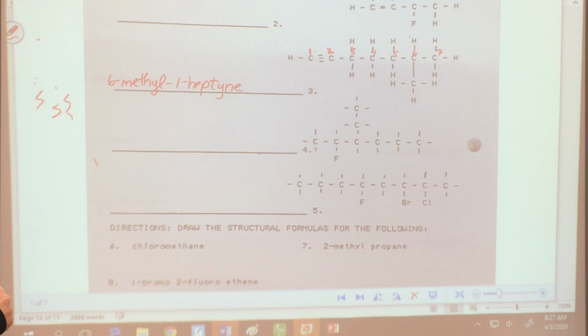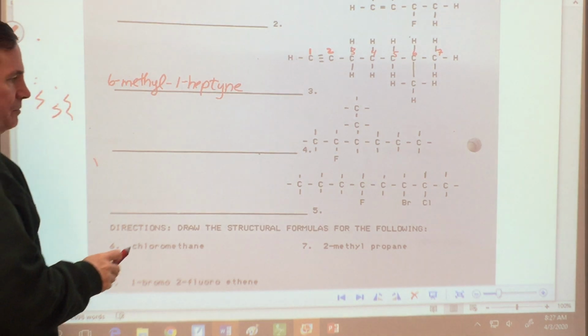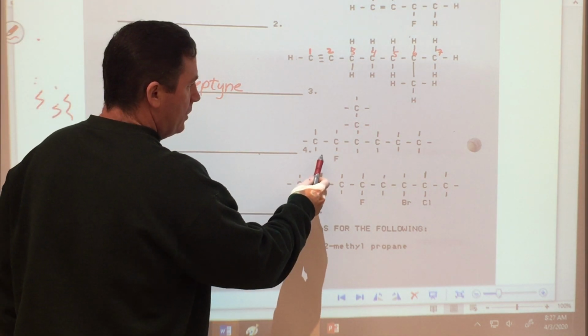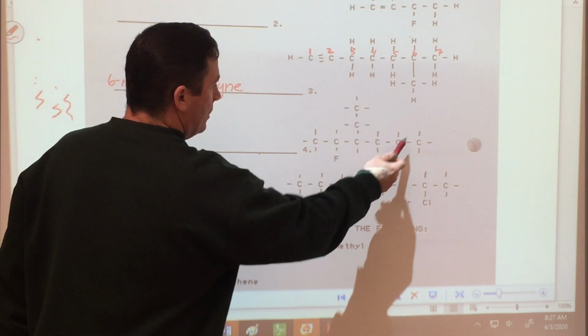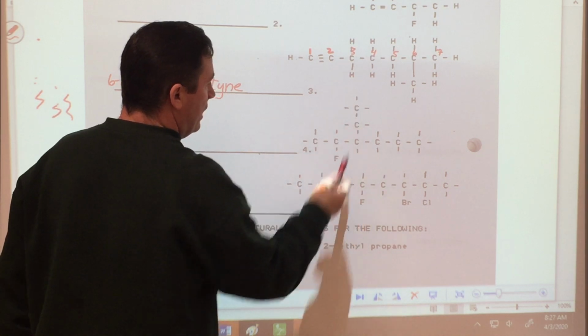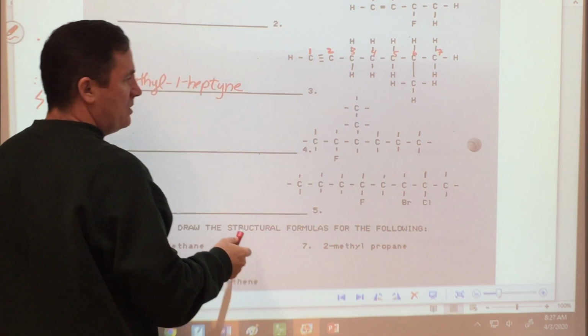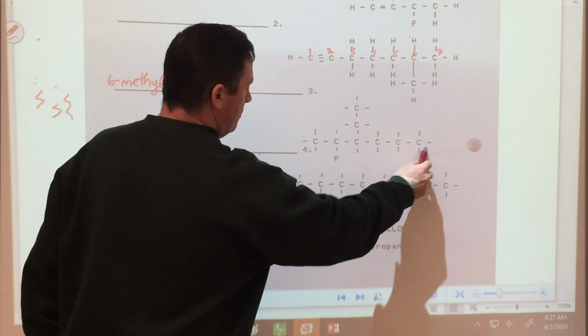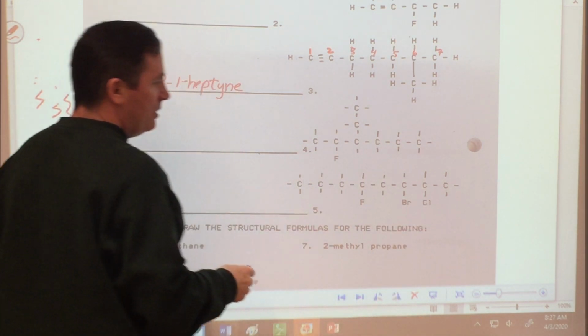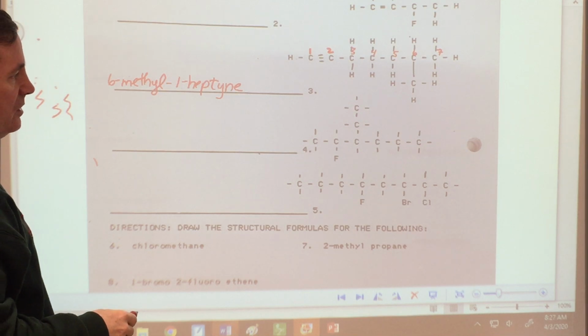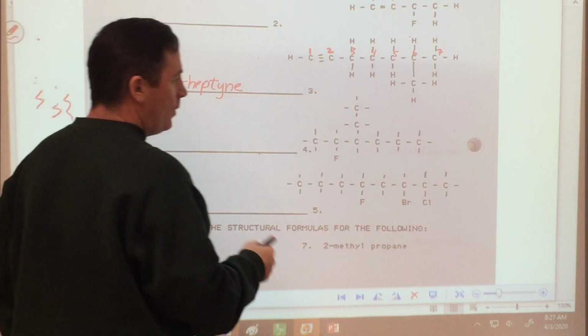Okay, number 4. What do we have here? 1, 2, 3, 4, 5, 6. 1, 2, 3, 4, 5, 6. Okay, so I'm going to go with this one because this long chain includes the fluorine, which is a substituent. Now what do I do?